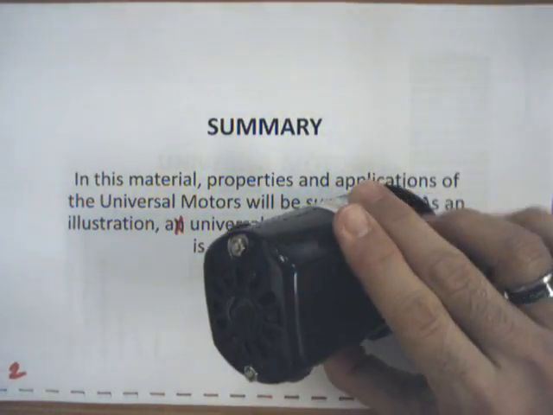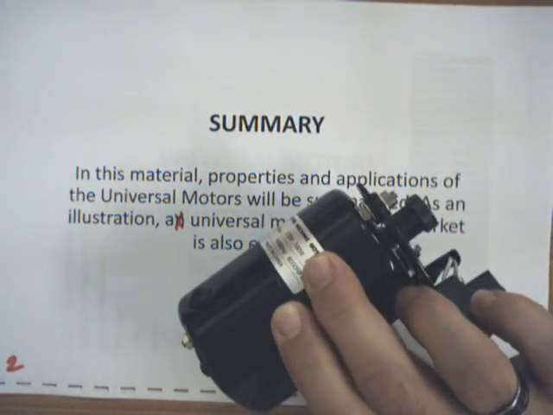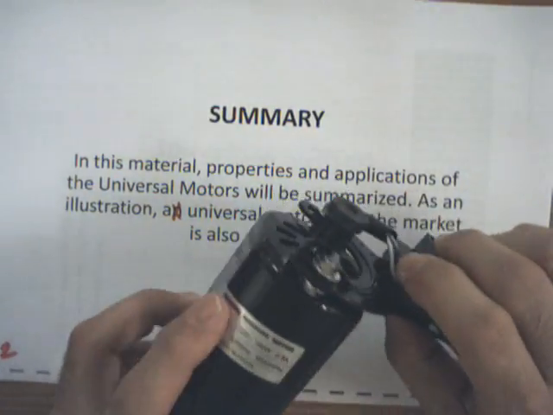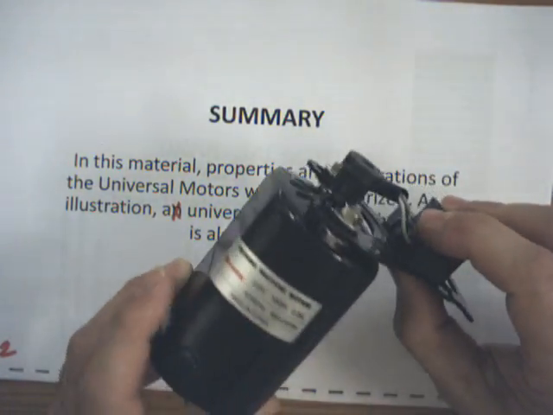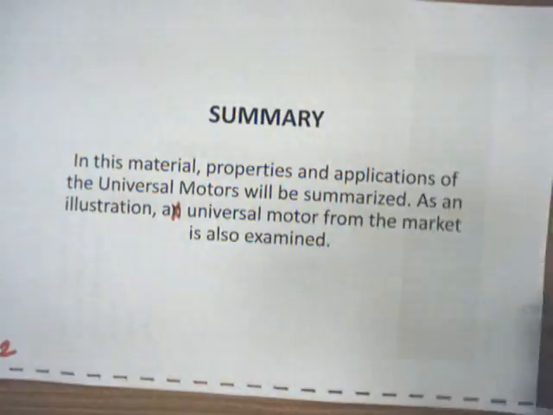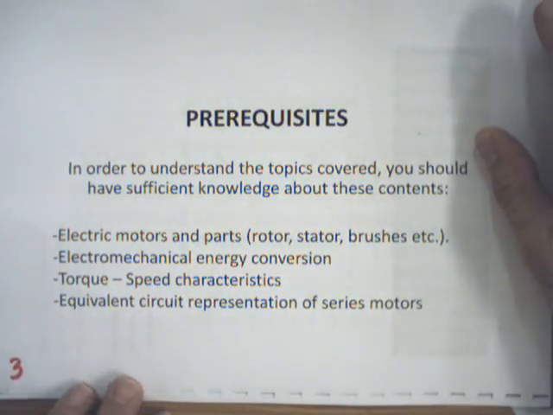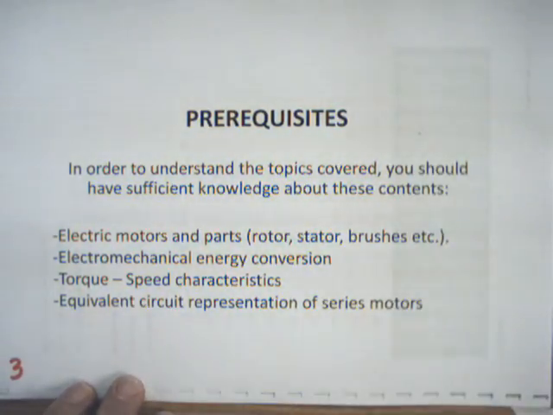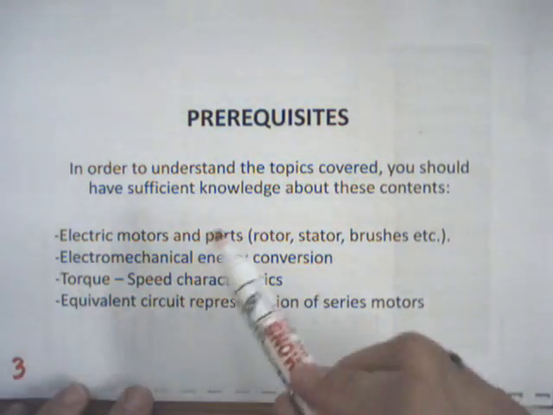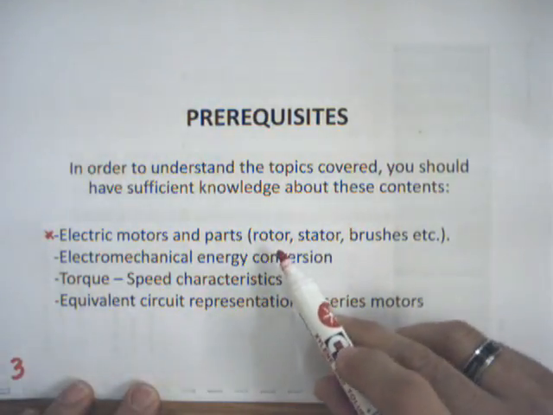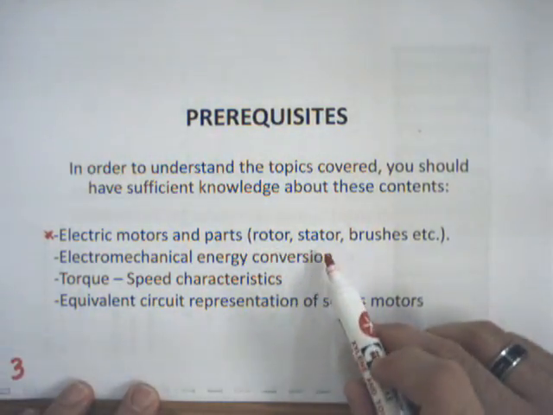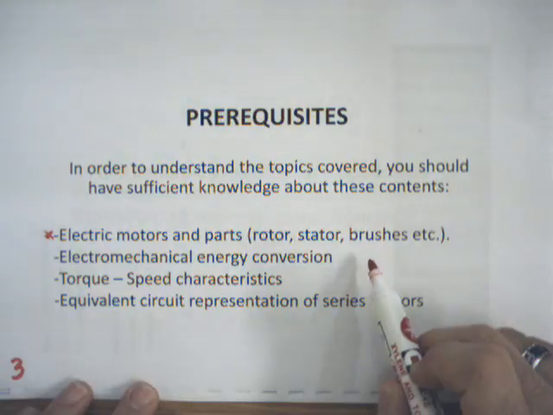Actually, this is the stuff that we are talking about. That's a universal motor, one of the most inexpensive ones in the market. In order to fully understand the topics presented in this movie, you should have sufficient knowledge about electric motors and parts. And the parts include rotor, stator, brushes, windings, etc.